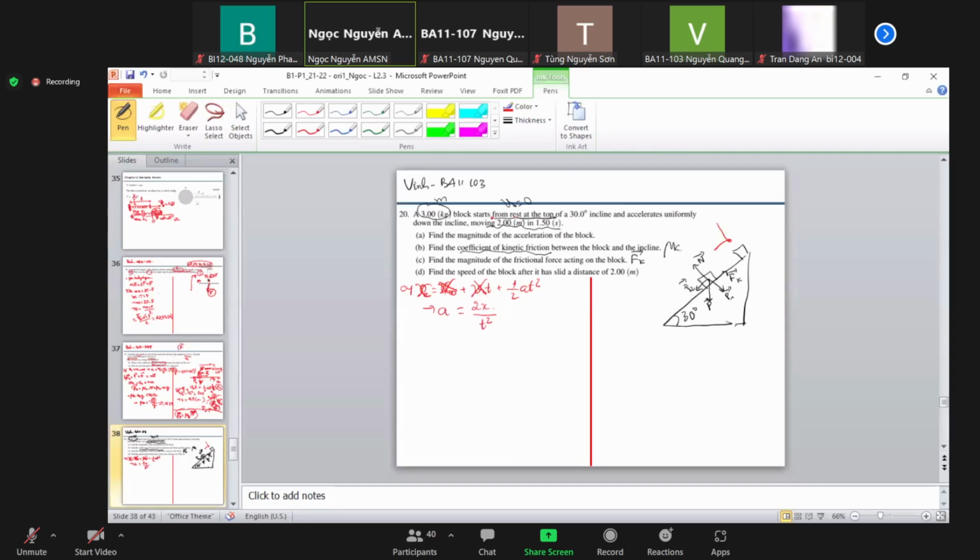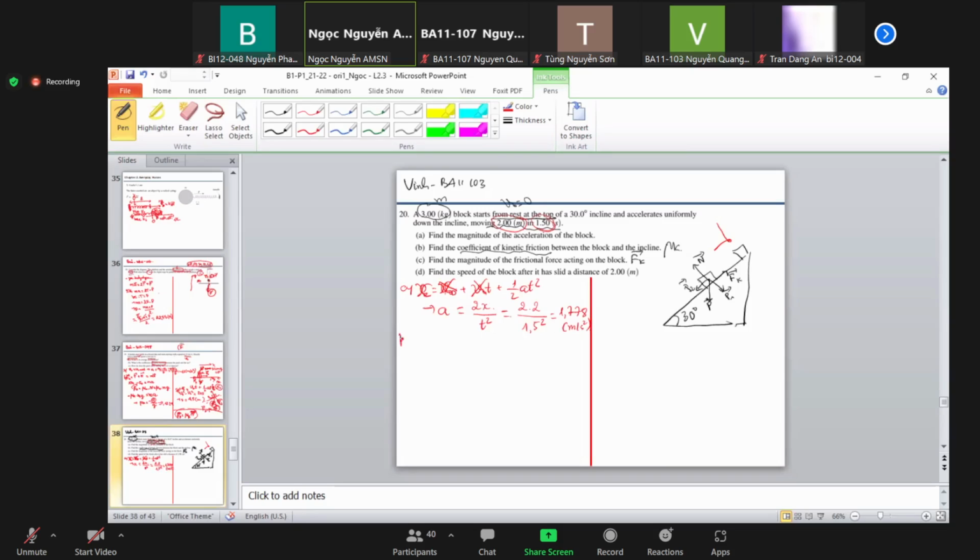Okay, they give you this information. The time is 1.5 seconds. And a equals 2 multiplied by 2 over 1.5 squared, equal to 1.7 meter per second squared. The value I calculate here is 0.78 meter per second squared. Yeah, it's just from chapter 1.